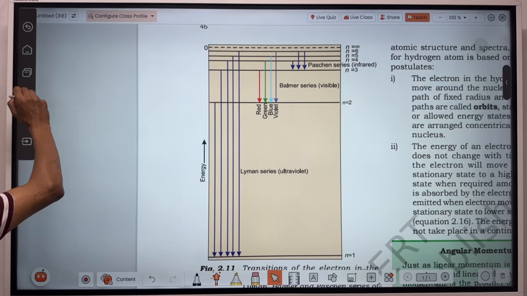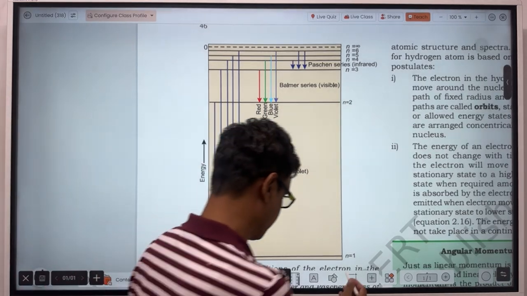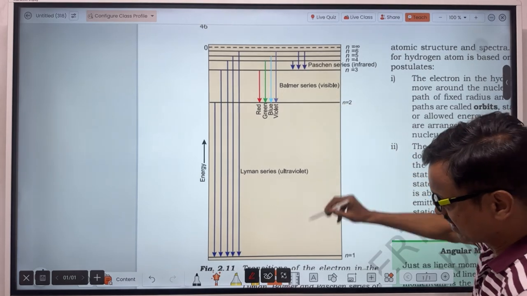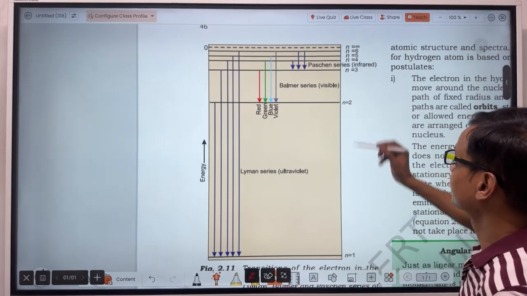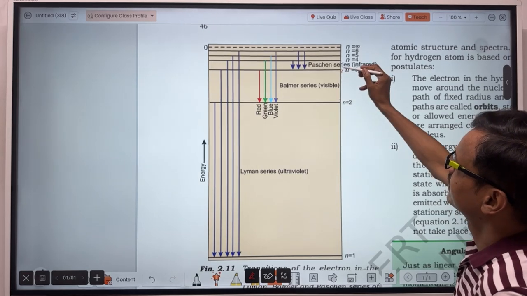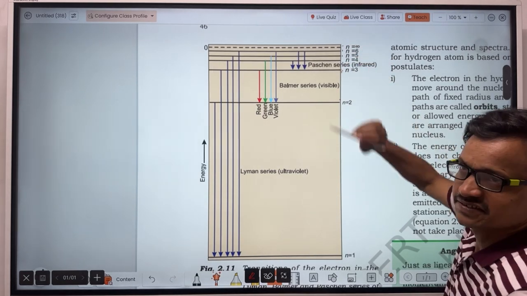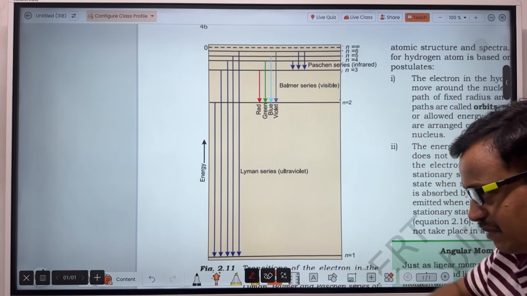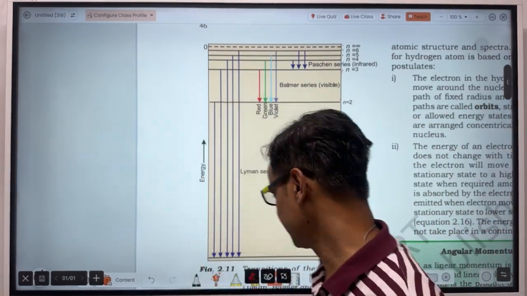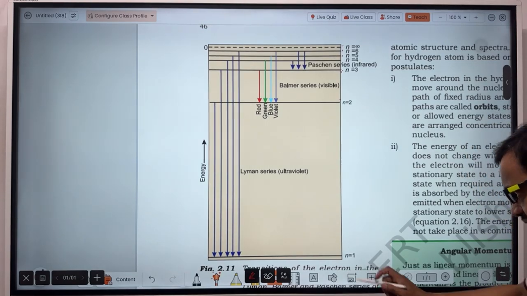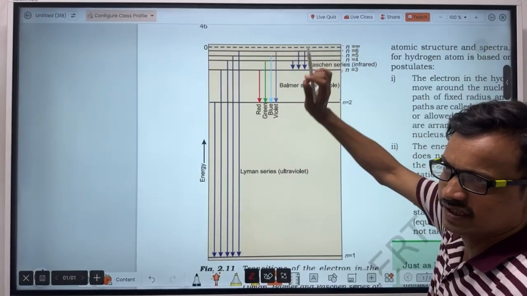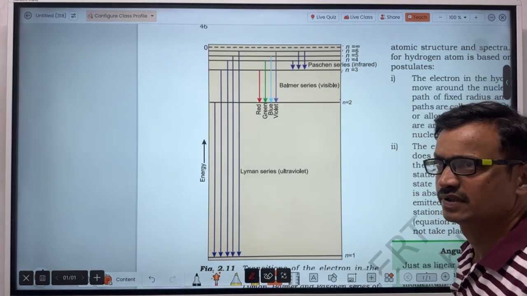It is also like this. For n equal to 1 and n equal to 2, the difference of energy is large. Then after that, the difference of energy again decreases, and keeps decreasing. The first shell, n equal to 1, is represented by a straight line here, then n equal to 2, n equal to 3, n equal to 4, 5, 6, and lastly infinity.